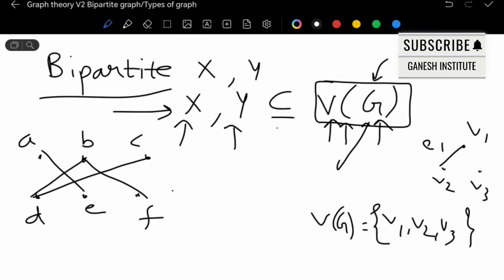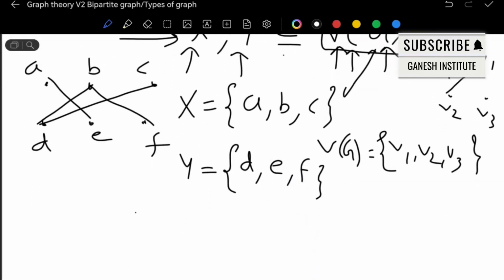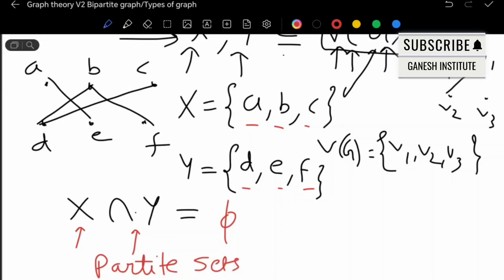Now, what is happening? If I tell you that I'm having a set of vertices A, B, C as X and a set of vertices Y, the vertices are D, E, F. Tell me, what is the intersection of X and Y? What is common in X and Y? You can see A, B, C, D, E, F. Nothing is common. So it is phi, an empty set, if we talk about the intersection. So we can say that these X and Y are partite sets, okay? Because they don't have anything common.